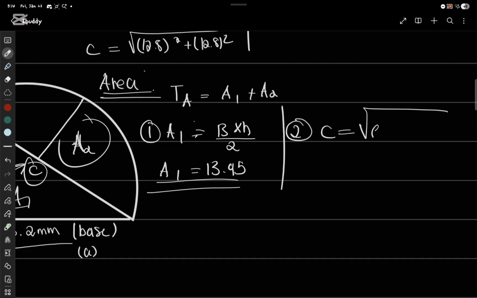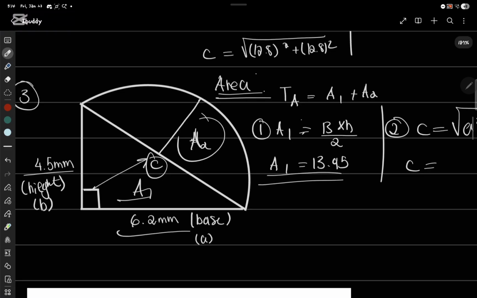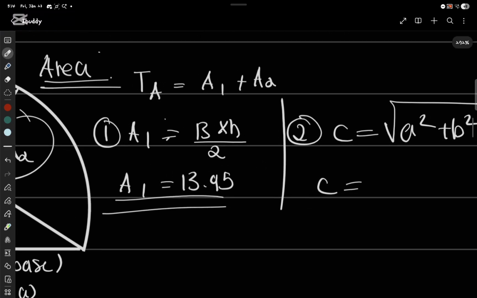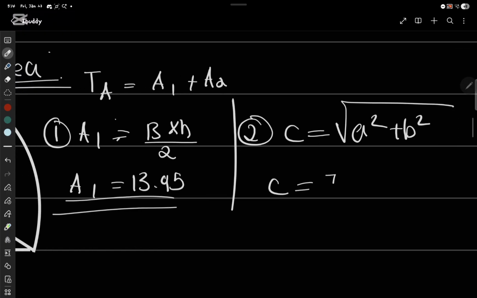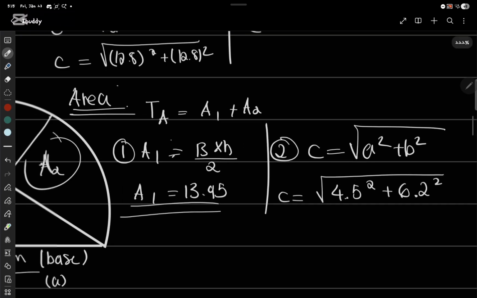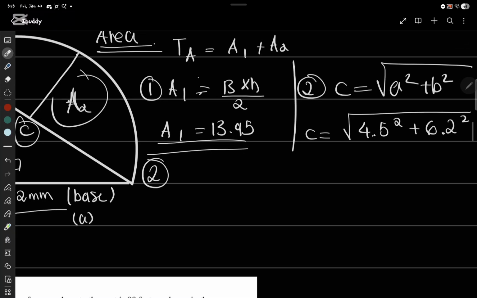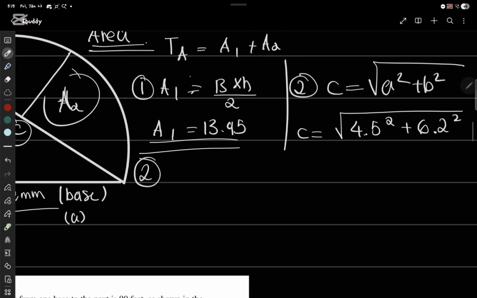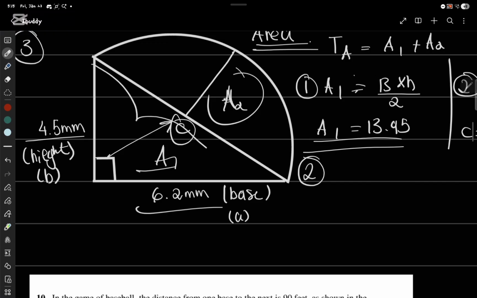C equals square root of a squared plus b squared. Okay, so let's do that. That will give you 7.6, but as I said earlier, you do not want to round it too early, so I'll just leave it as that, because my calculator doesn't give me a decimal, so I'll just leave it as that for now. Okay, so that would be our diameter, or this whole segment is C, right?